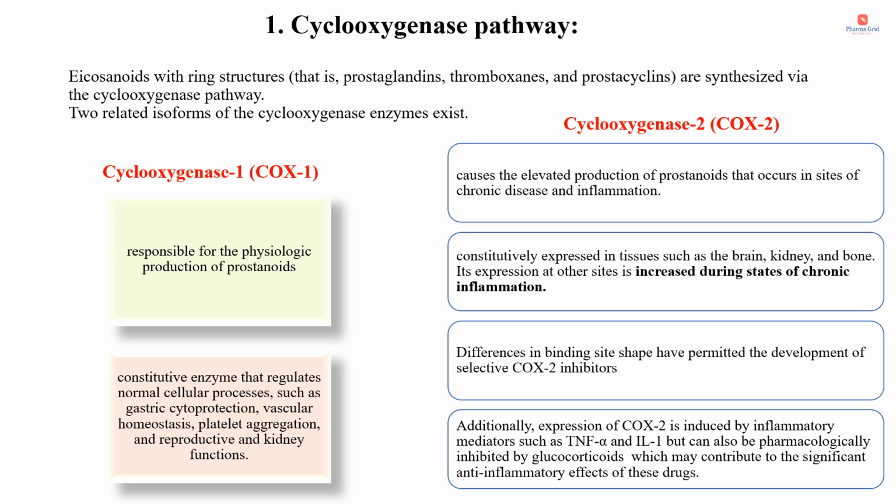Differences in the binding site shape have permitted the development of selective COX-2 inhibitors, and COX-2 occurs in fibroblasts, chondrocytes, endothelial cells, macrophages and mesangial cells. It forms the prostaglandins that mediate pain and inflammation. Additionally, expression of COX-2 is induced by inflammatory mediators such as TNF-alpha and interleukin-1, but can also be pharmacologically inhibited by glucocorticoids, which may contribute to the significant anti-inflammatory effects of these drugs.